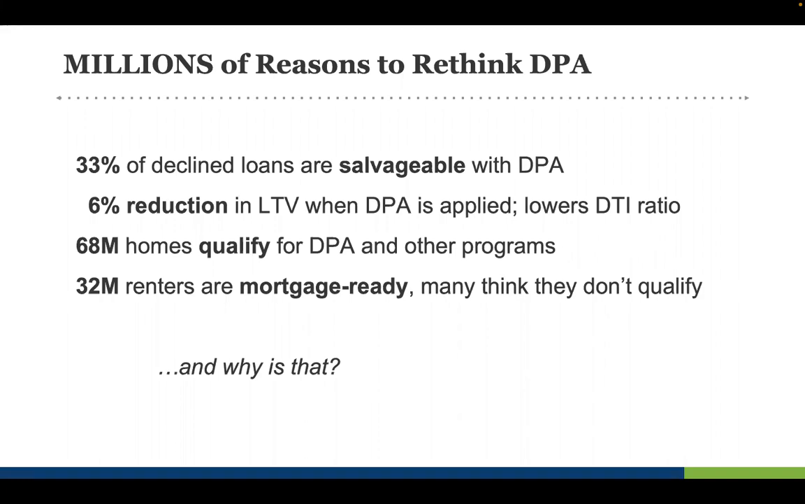33% of declined loans are salvageable with down payment assistance. That comes from our own decline analyses that we've done, looking at roughly 3.7 billion with a B in declined loan volume. 33% of those loans were declined for cash to close or ratios and salvageable with a down payment assistance program. DPAs don't just address cash to close. They can also help immensely with ratios.